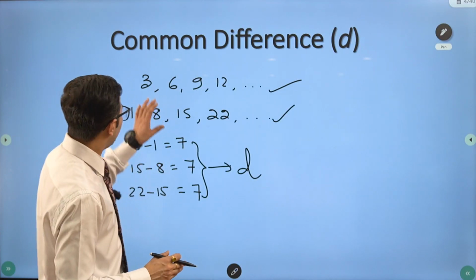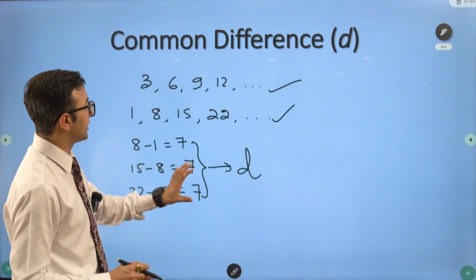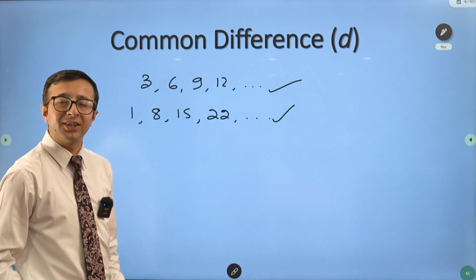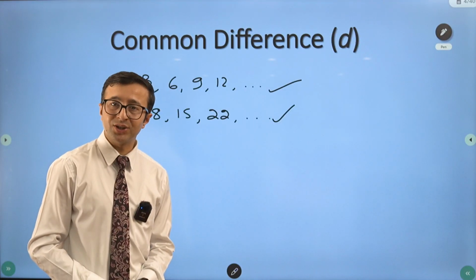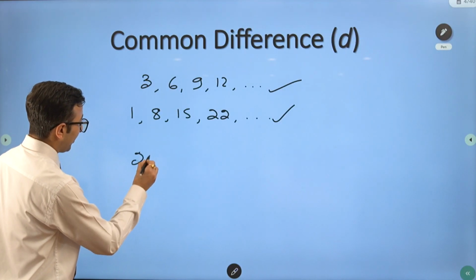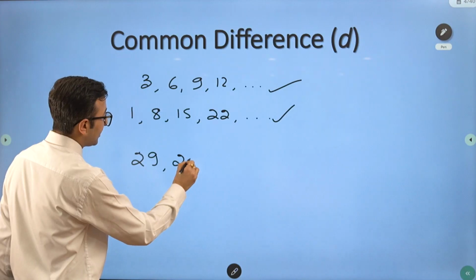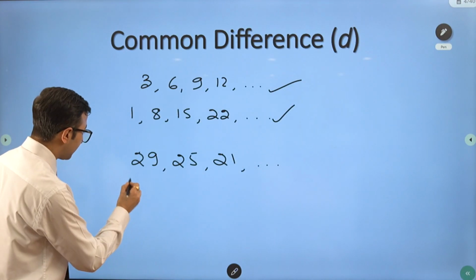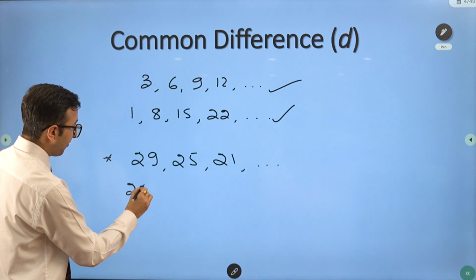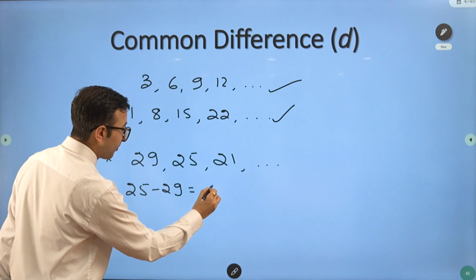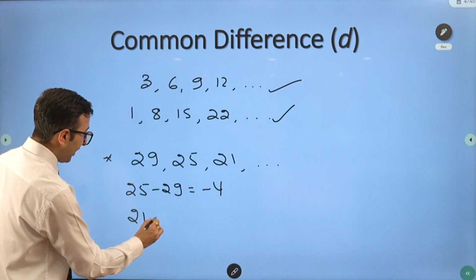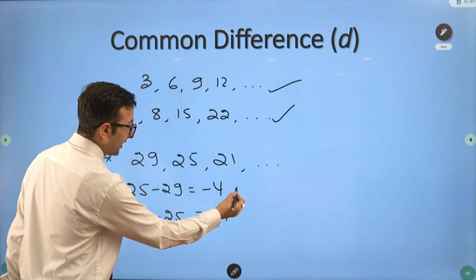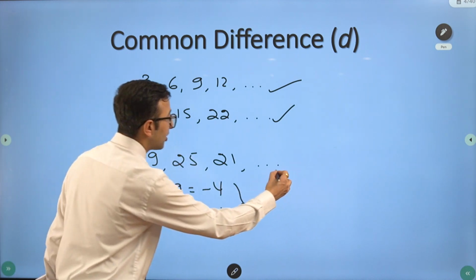Now you can see I have given you two examples. In both examples, the common difference is positive. Is it necessary that the common difference should always be positive? The answer is no. Let us check this one: 29, 25, 21 and so on. Find the difference for this. 25 minus 29 is equal to minus 4. 21 minus 25 is also equal to minus 4. It means the differences are the same, so this is also an AP.